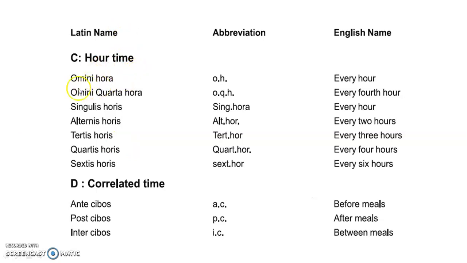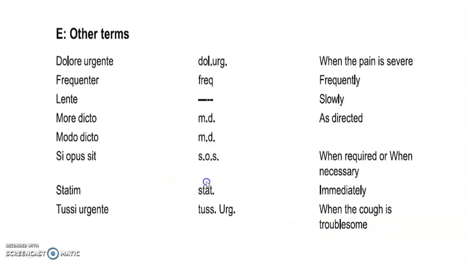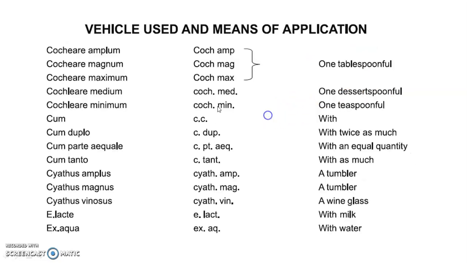Then next one, hour time, that is, omni hora, OH, every hour; omni quarta hora, OQH, every 4th hour. Like this, the hour or time period is also given in the prescription. Correlated time: ante cibum, AC, before meal; post cibum, PC, after meal. Like this, the correlated time is also given. Other terms, that is, dolore urgente, dol. urg., when the pain is severe. How to use: frequenter, frequently. Like this, these terminologies are also given in the prescription.